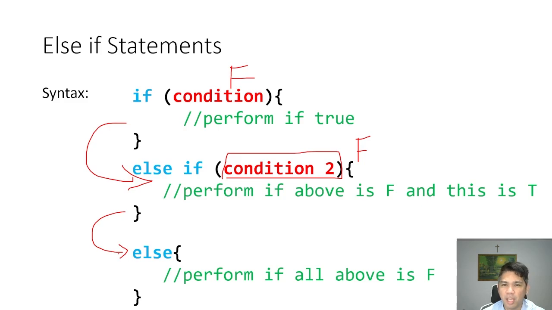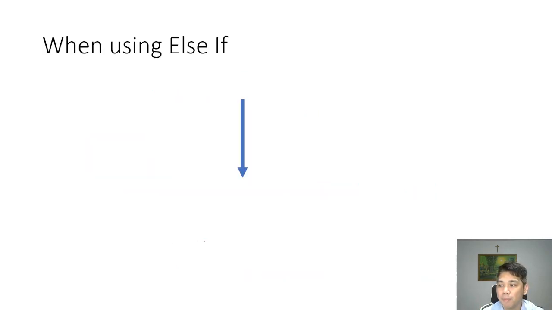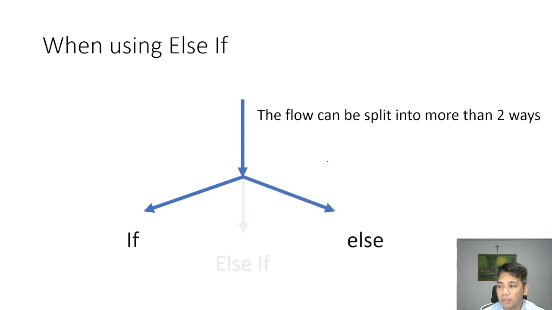So just thinking about it, aside from the if going to one side, else going to the other side, we have an else if statement that offers us a different path. And if you add other else ifs, your code can be split up into more than 3 paths.